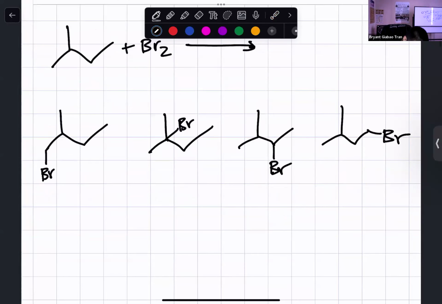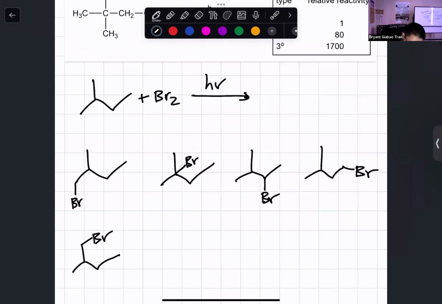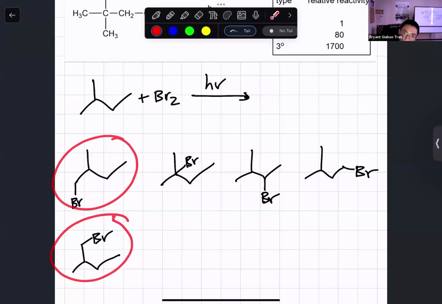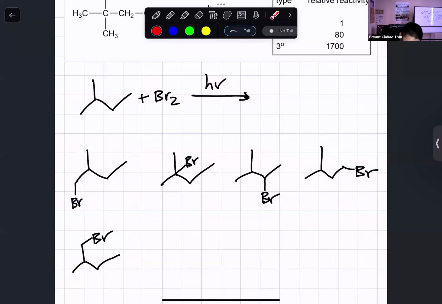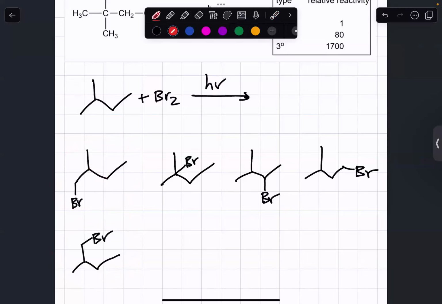But you might think of why we didn't draw this one right here. Like why didn't we draw this product, right? This is because this and this is the exact same thing. It's not unique. They're the exact same thing because of symmetry, right? So you know how this is a single bond right here, the one that I'm highlighting in the laser is a single bond. That single bond can do free rotation.